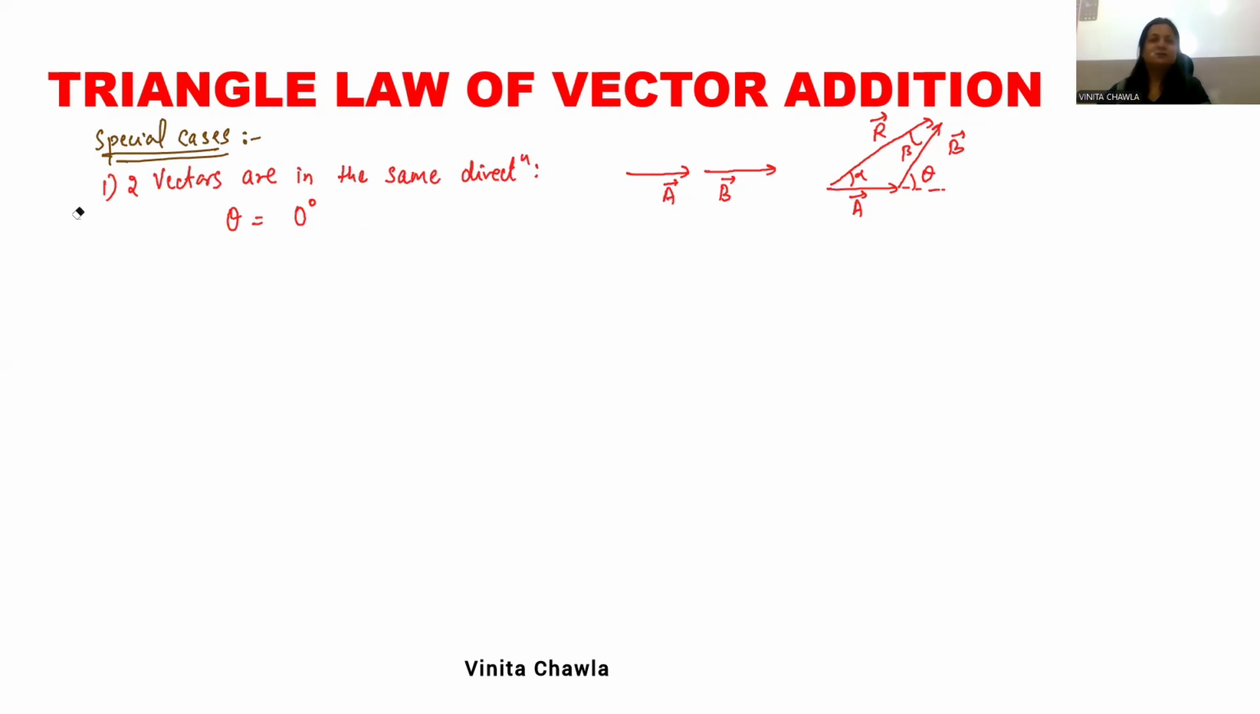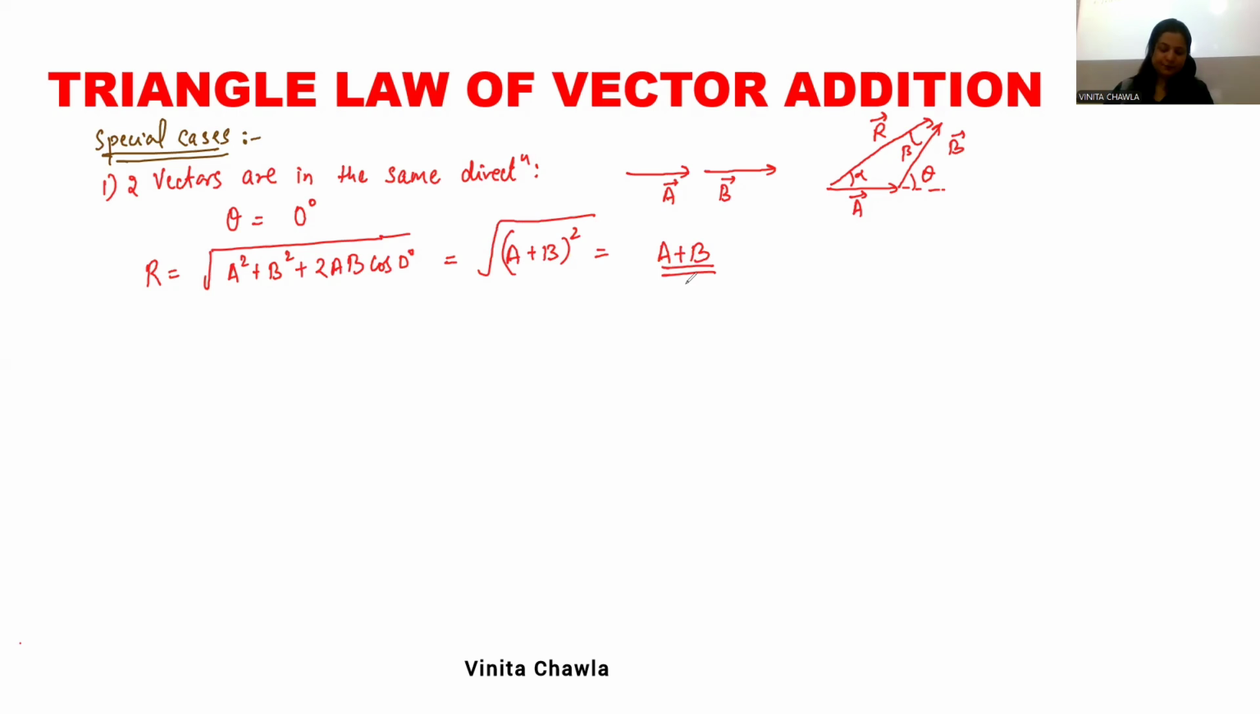Let's find vector R first. R is square root of A square plus B square plus 2AB cos 0 degree, we can write. Cos 0 degree is 1. So it's A square plus B square plus 2AB. So we can write A plus B whole square. Another way: square root of A plus B whole square is A plus B. This is the resultant vector.